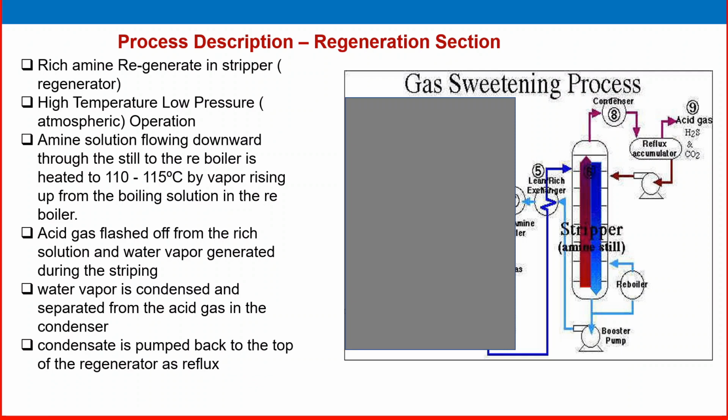Condensate is pumped back to the top of the generator. So this condensate is pumped back to the regenerator again. Acid gas is sent to the sulfur recovery plant. So acid gas is further sent to making sulfur. Some of the companies are making liquid sulfur, some companies are making powder solid sulfur, using it for fertilizer plants or as manure for the trees, in the agriculture industry.